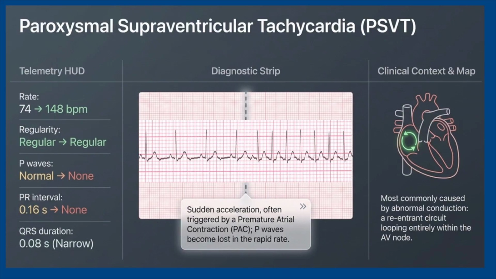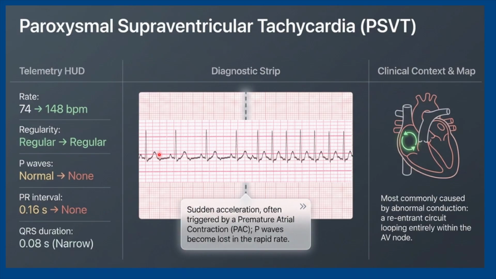So supraventricular tachycardia happens due to a reentrant circuit looping entirely within the AV node, generating such tachycardia, which we can call atrial tachycardia, paroxysmal supraventricular tachycardia, or sometimes junctional tachycardia.